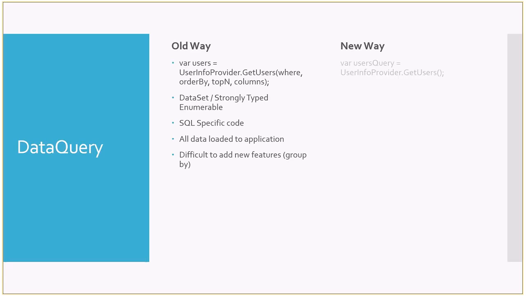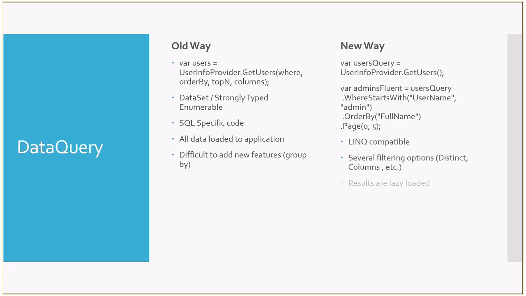So Kentico came up with this new way, and it's called data query. What's happening behind the scenes is you just make a call like this, and then you pass it these optional parameters. So you would have something like user queries dot where starts with username dot order by full name dot page the 5th page. This allows you to specify these when you need to, and not specify when you don't. And it's not until you actually do this that you're hitting the database to do something.